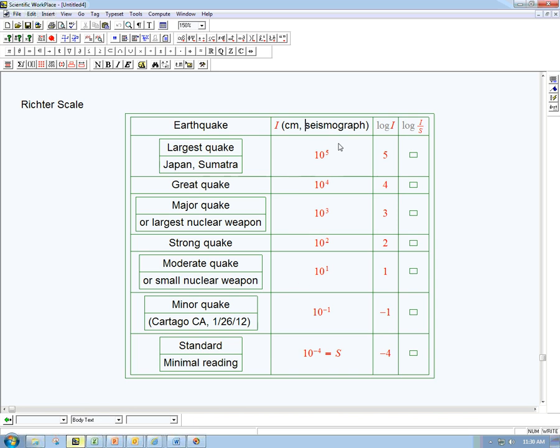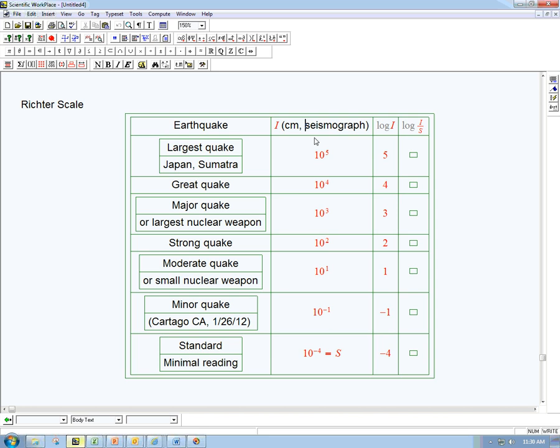The main thing to notice is that the largest quakes, like the Japan earthquake in 2011 or the Sumatra quake in 2004, correspond to 10 to the 5th. Now, your seismograph is not actually going to record that in centimeters, but they can project it and say this is essentially the seismograph reading. That's 10 to the 5th, as opposed to the standard minimal reading of a micron, a tiny reading, 10 to the minus 4th. And even a minor quake, something you could actually detect with a seismograph, is 10 to the minus 1.